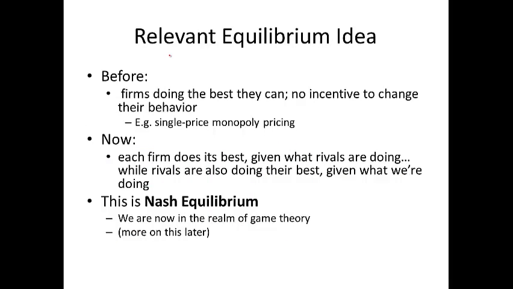So what's the relevant equilibrium idea? Well, prior to today, our equilibrium idea was that firms are doing the best they can and they have no incentive to change their behavior. For example, the single price monopoly pricing model's equilibrium was the Q that has MR equal to MC. Now, though, we need a little bit more subtle concept. We have to have that each firm is doing its best given what its rivals are doing, while at the same time, the rivals are doing their best given what we're doing. And this is actually Nash equilibrium.